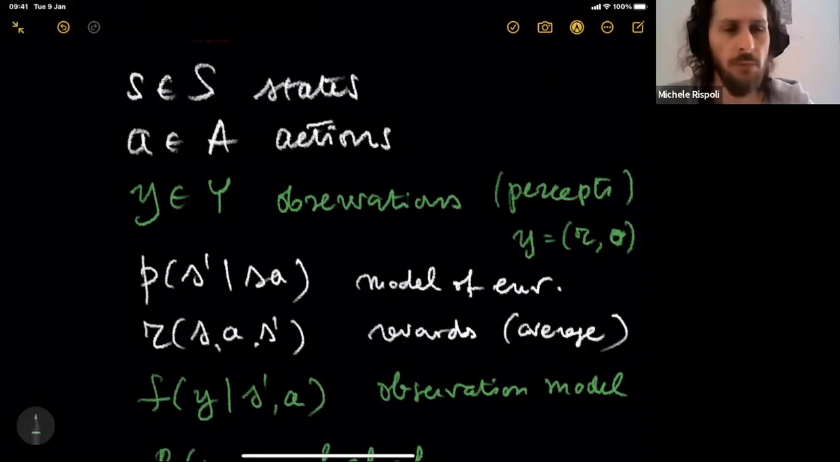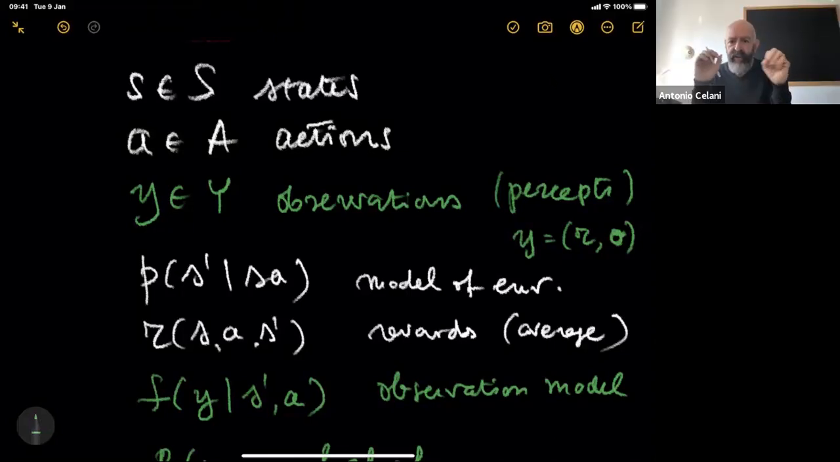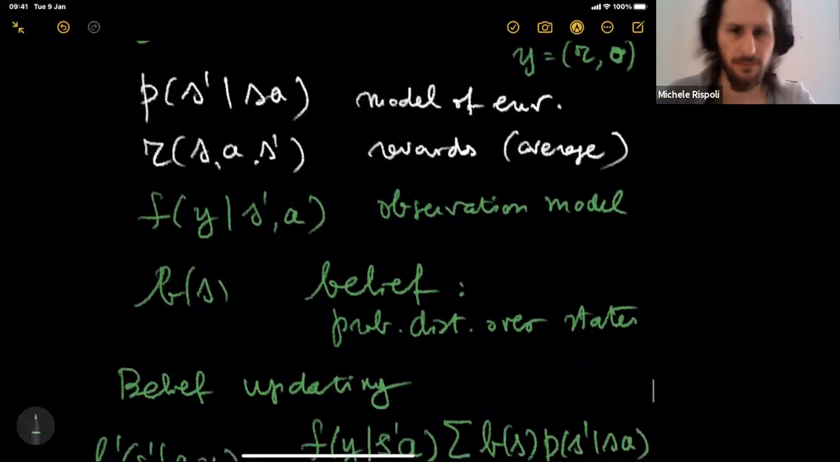It's not something that is as crystallized as for MDPs. So there might be slight variations in notation from one approach to the other, but the substance is the same. So I don't want to confuse you too much about notations, but focus on the principles. Okay. Thank you. Sure.